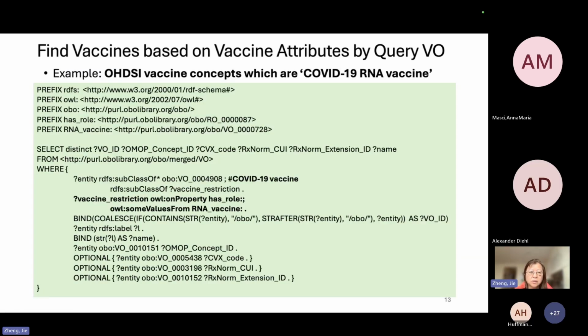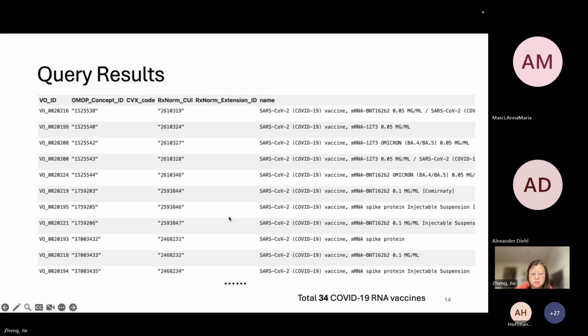It says, I want to get all the OTC vaccine concepts which are COVID-19 RNA vaccines. We can issue the SPARQL query and say we want to find all the subclasses of COVID-19 vaccine, with the restriction that the vaccine has the RNA vaccine role. After that, we got a list of the COVID-19 RNA vaccines that are used in the OTC community. Here we got 34.